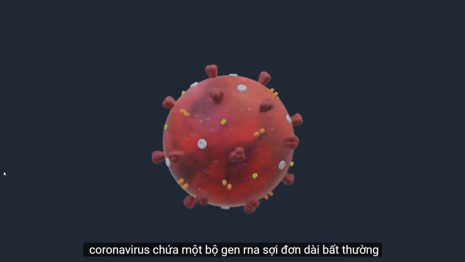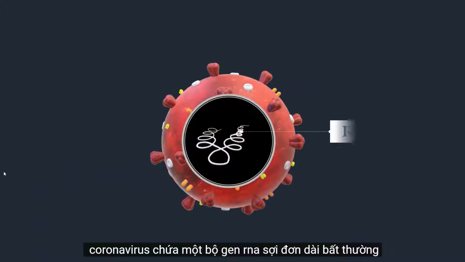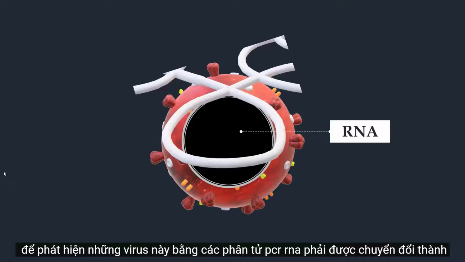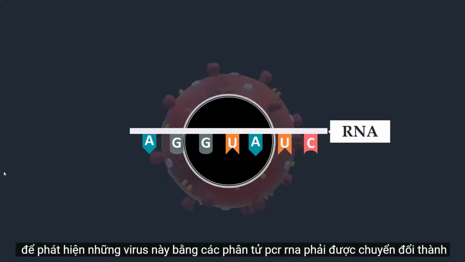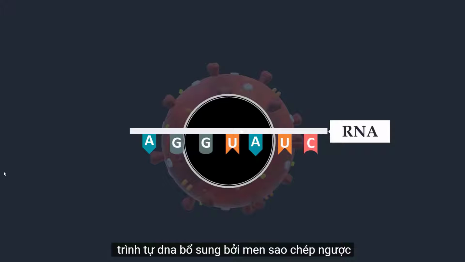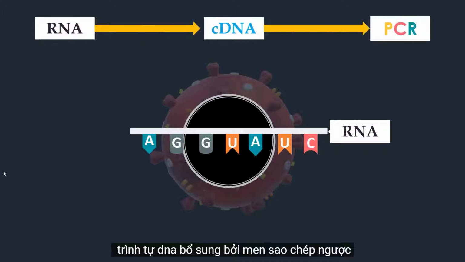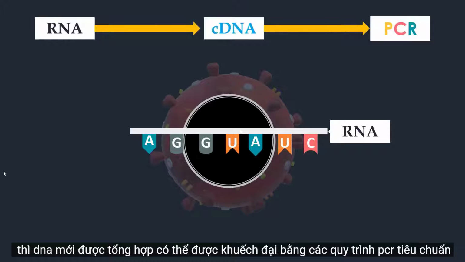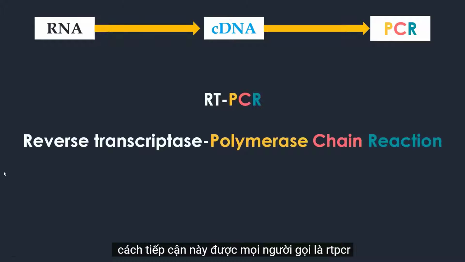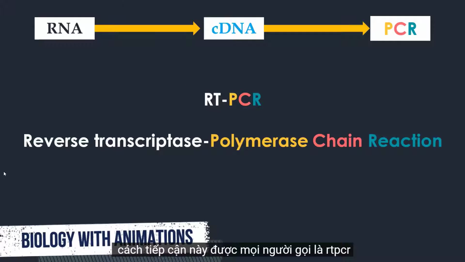Coronaviruses contain an extraordinarily long single-stranded RNA genome. To detect these viruses with PCR, RNA molecules must be converted into their complementary DNA sequences by reverse transcriptase. Then the newly synthesized DNA can be amplified by standard PCR procedures. This approach is universally known as RT-PCR.